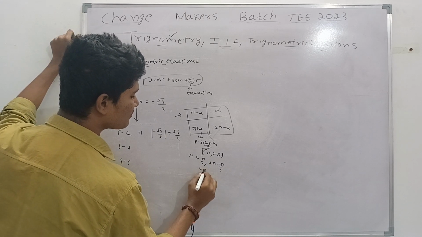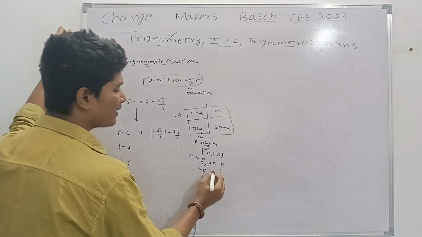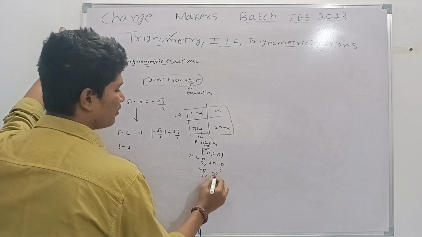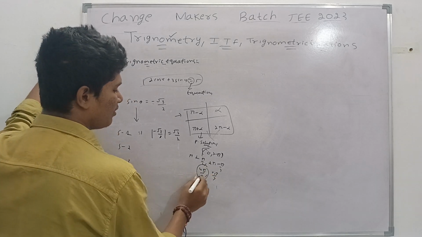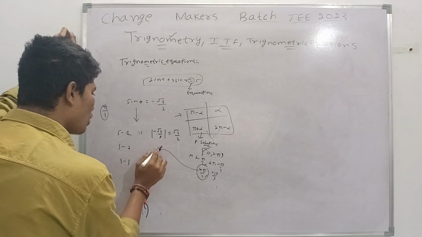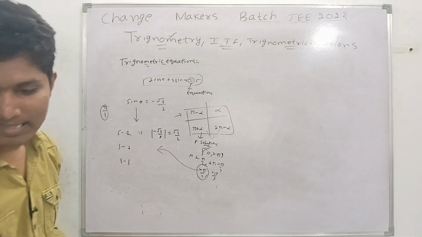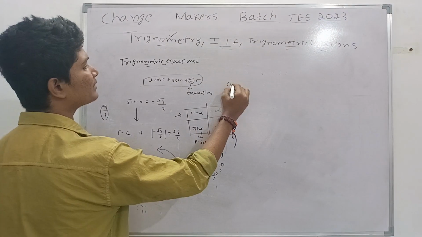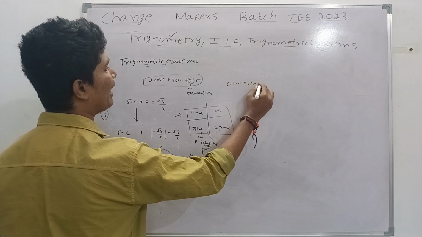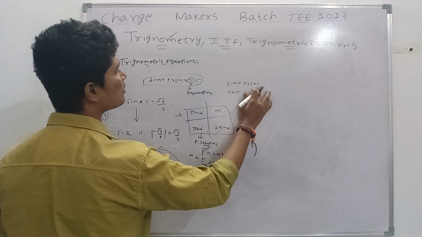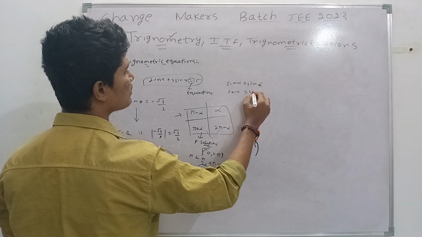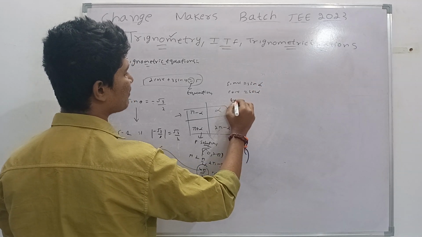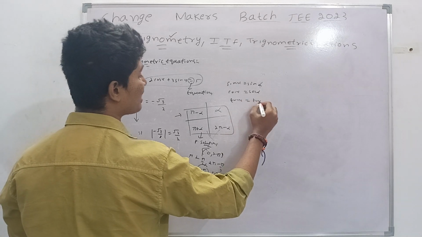If we do this, 4 pi by 3 and you will get 5 pi by 3. And you have to take one value. And now you have to do the second step. The second step is you have to write the general solutions for sin x equal to sin alpha, cos x equal to cos alpha, tan x equal to tan alpha. There are solutions for this.